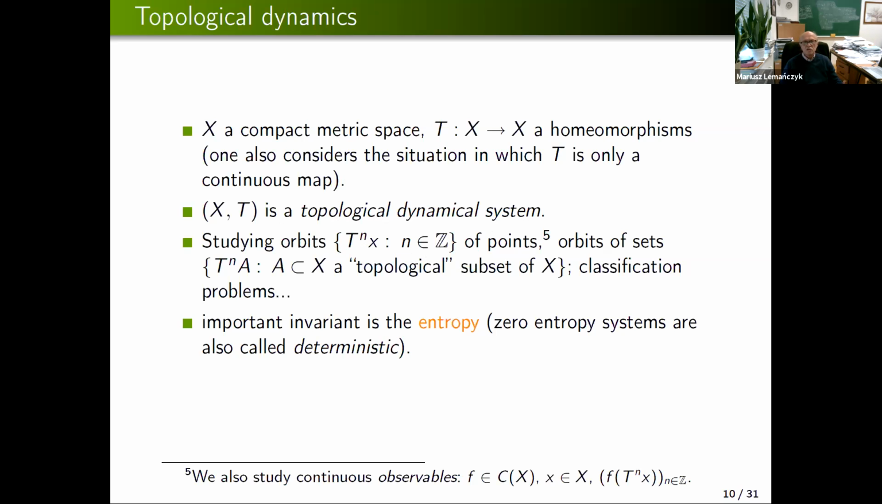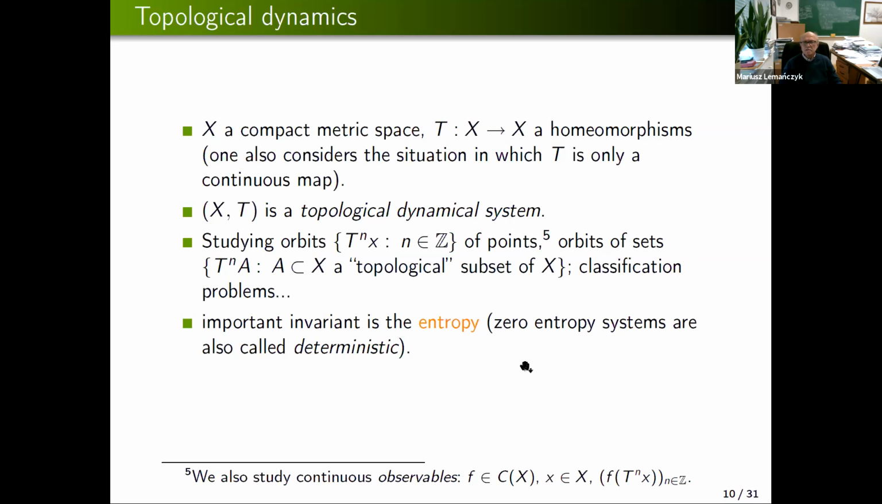Do we have a dense orbit? How many dense orbits do we have? We study closure of such orbits. Sometimes we are interested in the orbits of sets. Then of course we have the problem of classification of these objects, etc., etc. And if we think about classification problems, then often this is through invariance. Right? Like the usual way of doing things in mathematics.